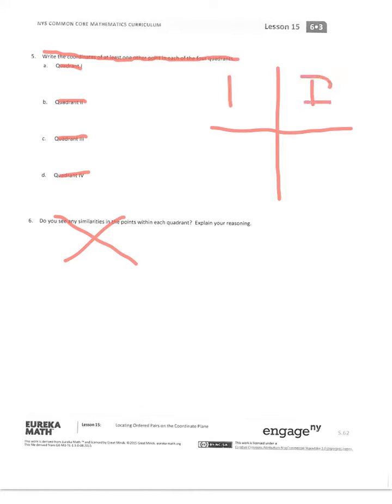Now on this page, you do not need to do number 6. So you can cross that out. But you do need to do number 5. It says, write the coordinates of at least one other point in each of the 4 quadrants. There's quadrant 1, 2, 3, and 4. And if you don't remember, I'll put down the quadrants right here. This one is quadrant 1, quadrant 2, quadrant 3, and quadrant 4. You need to write a point for each one of those. Where would they land in each of those quadrants? And you're just going to write 1 point for each letter.